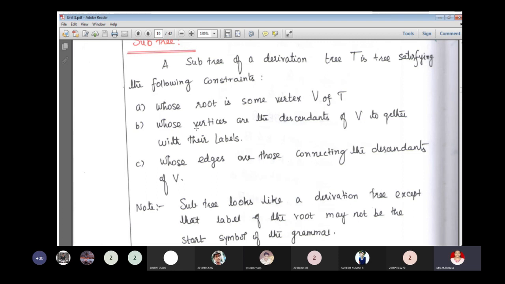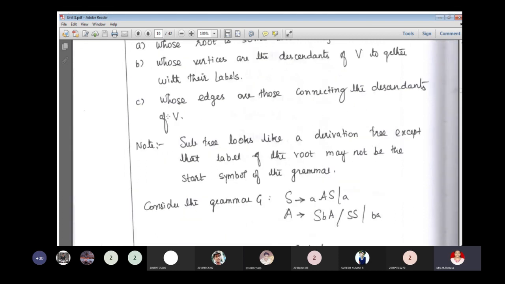Number one, its root is some vertex V of T. Its vertices are the descendants of V together with their labels, and its edges are those connecting the descendants of V. That is, a subtree looks like a derivation tree except that the label of the root may not be the start symbol of the grammar.